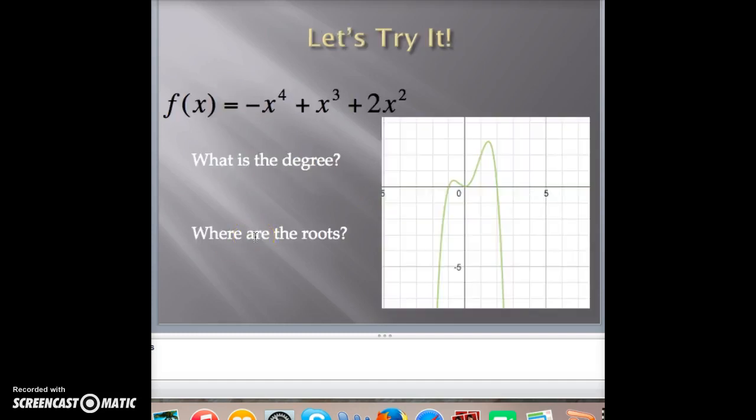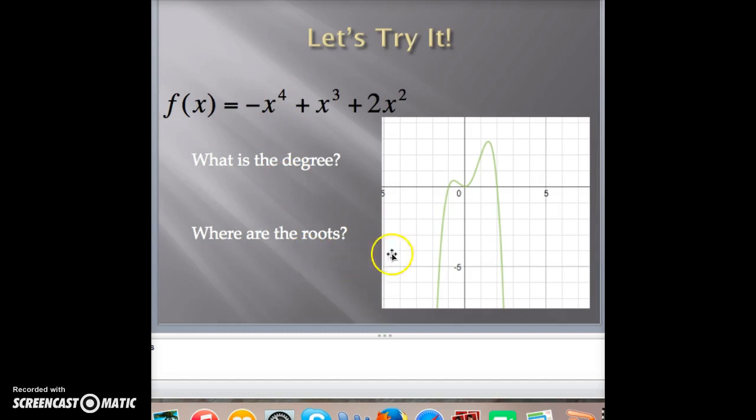So let's try it. Taking a look at our equation here, we have negative x to the fourth plus x to the third plus 2x squared. Our graph is the same as it was before, with the 2 ends coming down, a high point, a low point, and also a high point. So our first question, what is the degree? Taking a look at the highest exponent in our equation. So we've got a 4, a 3, a 2, the highest is a 4, so that means the degree is 4. Where are the roots?